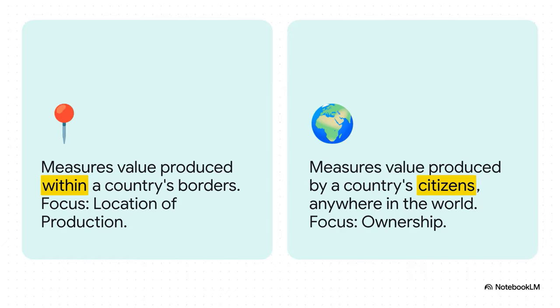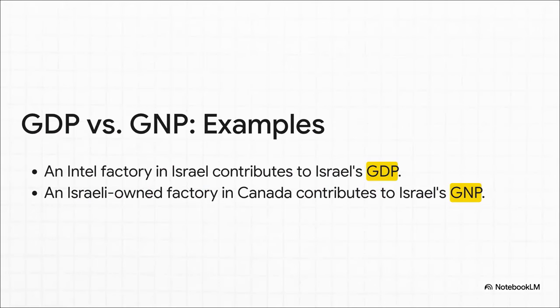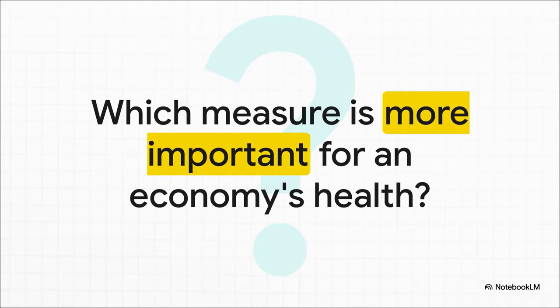Then on the other side, you have gross national product, or GNP. This tracks everything made by a country's citizens or companies, no matter where in the world they're located. Let's make this real. An American company, like Intel, has a factory in Israel. All the value of the computer chips they make there gets added to Israel's GDP because the production is happening domestically, within Israel's borders. But let's say an Israeli citizen owns a tire factory over in Canada. The value of all those tires, that contributes to Israel's GNP because the owner is Israeli. See the difference?